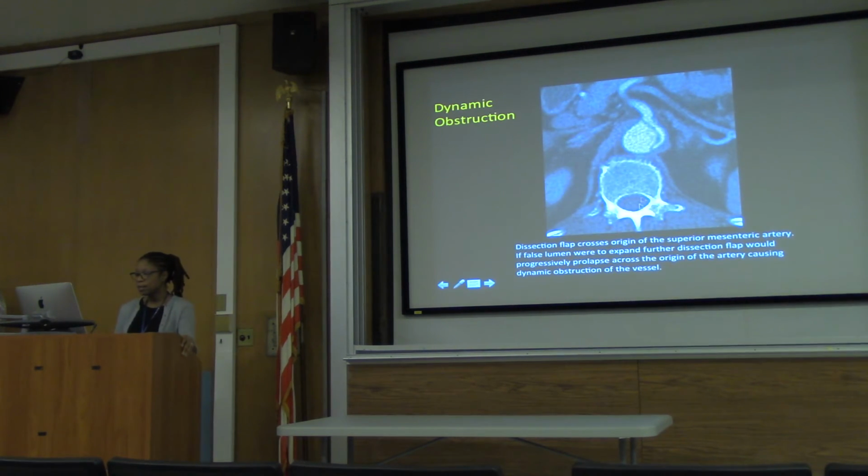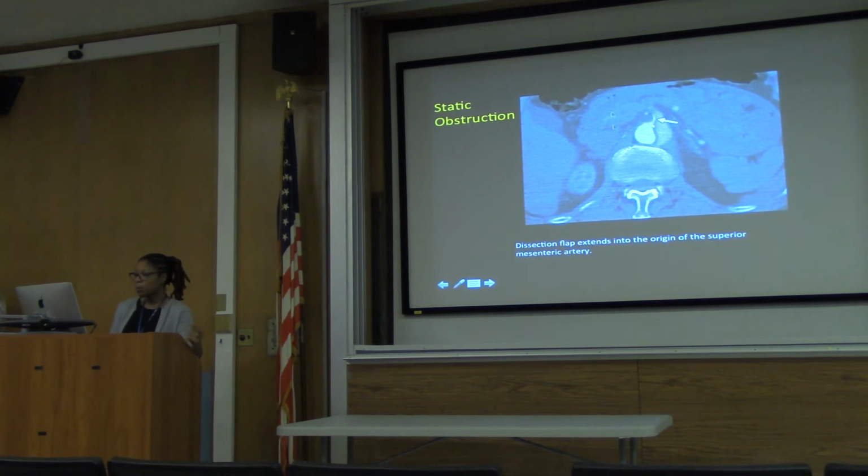So here we have a case of a dynamic obstruction. Here is the false lumen. The dissection itself is not extending into the origin of the SMA. However, because the flap is crossing that origin, if this should get bigger, it is going to eventually occlude the SMA. So this is why it's very important to tell the difference, because putting a stent here is not necessarily going to change this patient's outcome. They're going to put some holes in here to release the pressure and allow the SMA to be supplied normally.